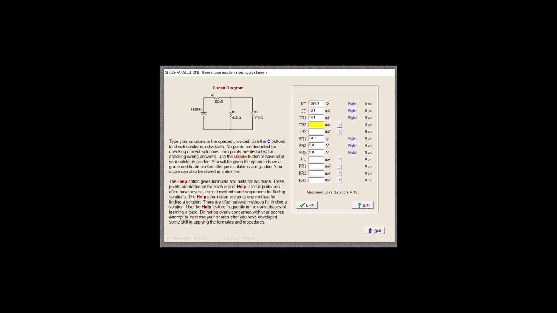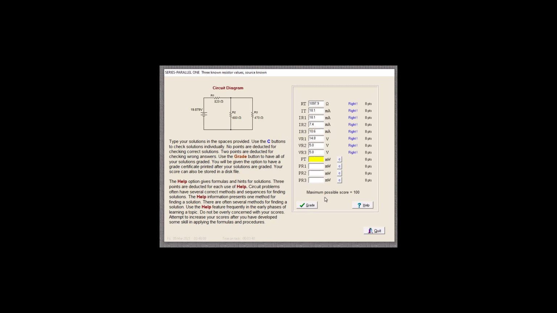I equals V over R. So we have 5 volts divided by 680. And that's going to be 7.35. Let's make it 4. Let's see if it likes that. Yep. And let's do 5 divided by 470. And that's 10.6. Okay, and that looks like it'll add up just a little short, but close enough, round off error. Good.